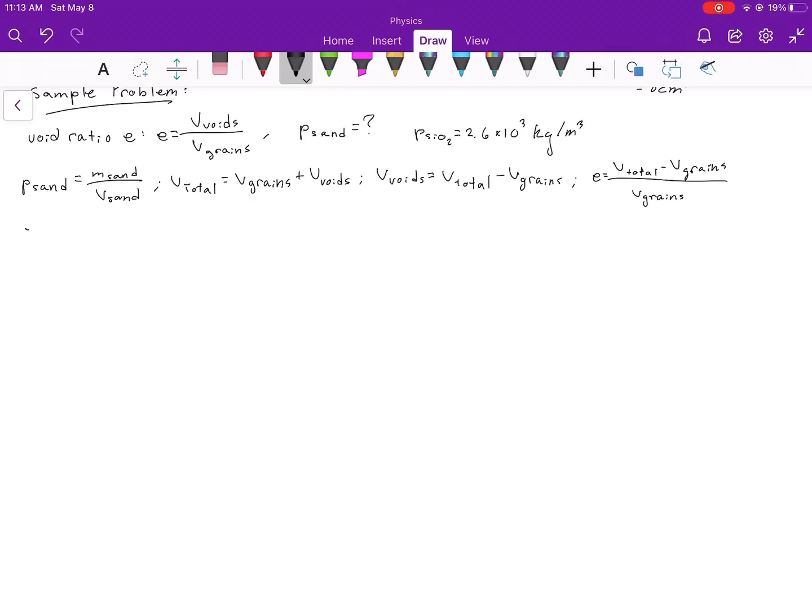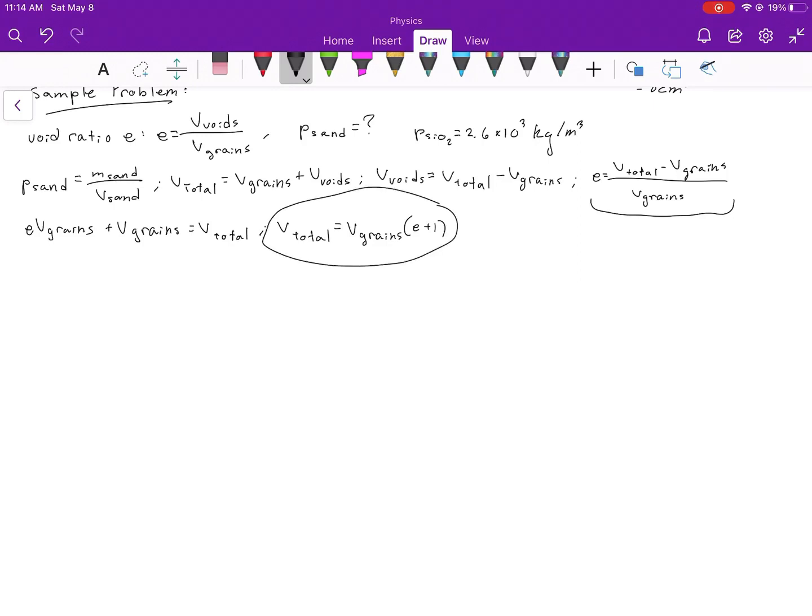So let's multiply the V grains up. So e V grains plus V grains. We're just switching the variables in this equation. We're not adding anything. And this is equal to V total. So V total is equal to V grains times (e plus 1). This equation is equal to that. We just shifted everything around.